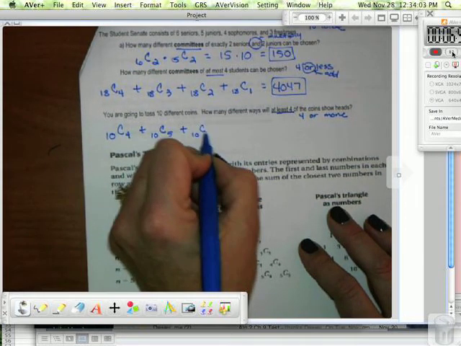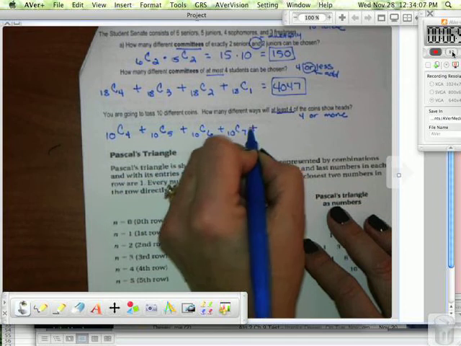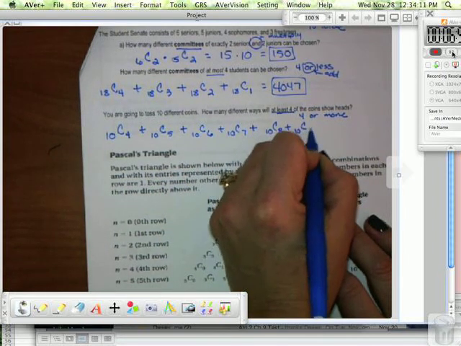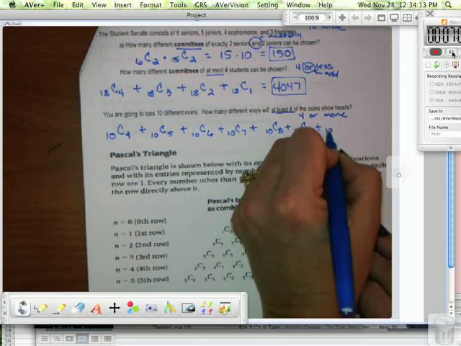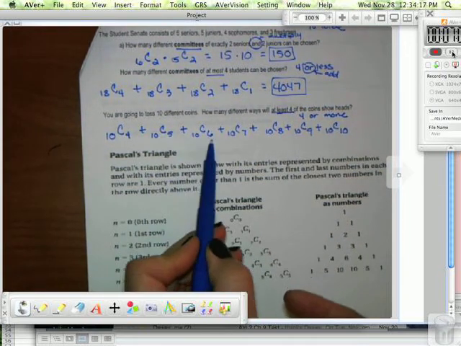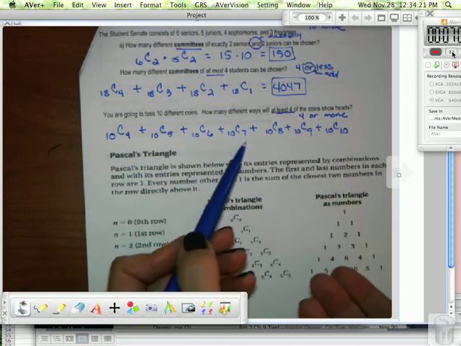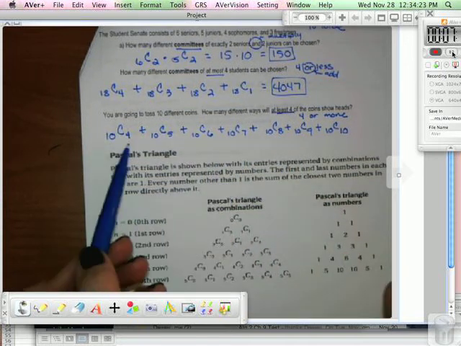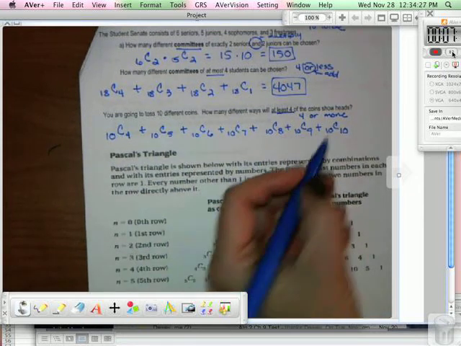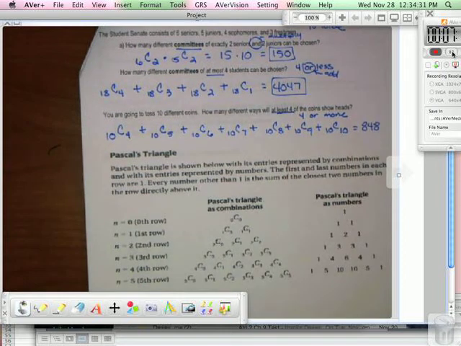10 choose 6 with heads, 10 choose 7 with heads, 10 choose 8 with heads, 10 choose 9, plus 10 choose 10. And if you think about it, as this number goes up, the chance of getting 7 heads is a lot less than the chance of getting 4, so this number would be a lot smaller. But if you add them all up, there's 848 different combinations.